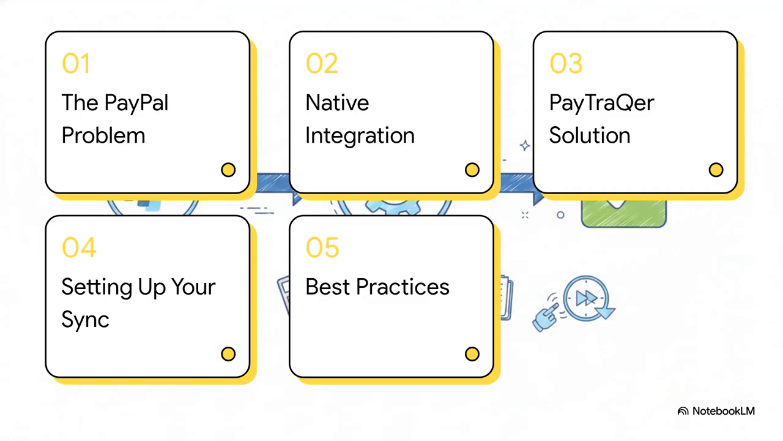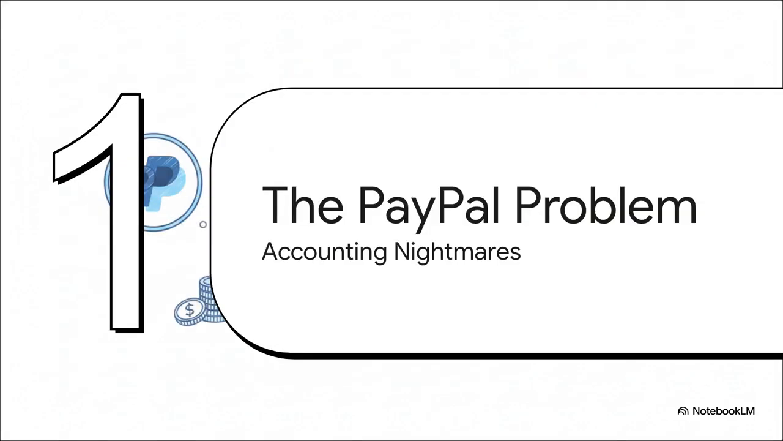Here's our roadmap for this explainer. We'll hit the PayPal accounting problem, the limits of native integration, the automated PayTraQer solution, setting up your sync, and finally, best practices for bookkeeping. All right, Section 1, the PayPal accounting problem, specifically the accounting nightmares.